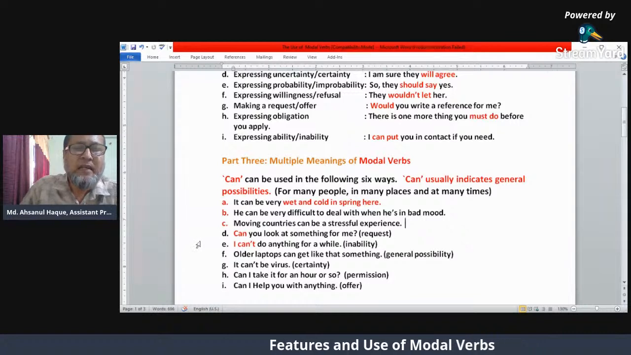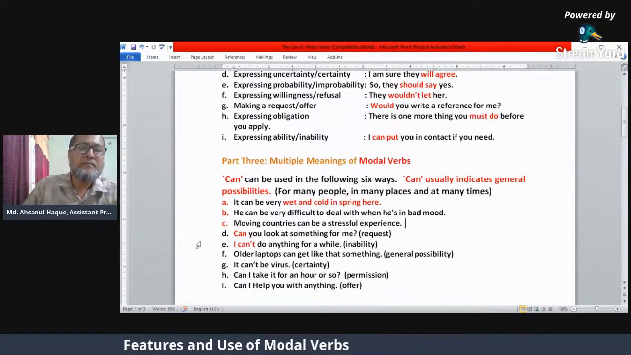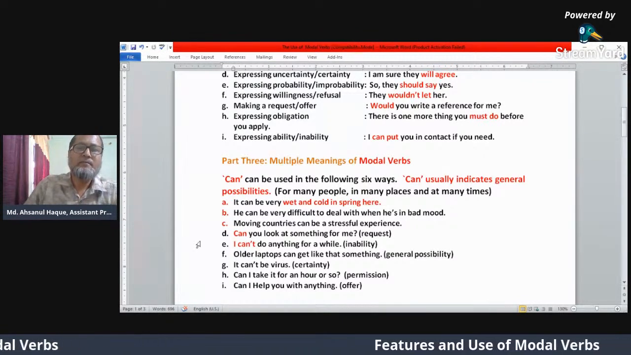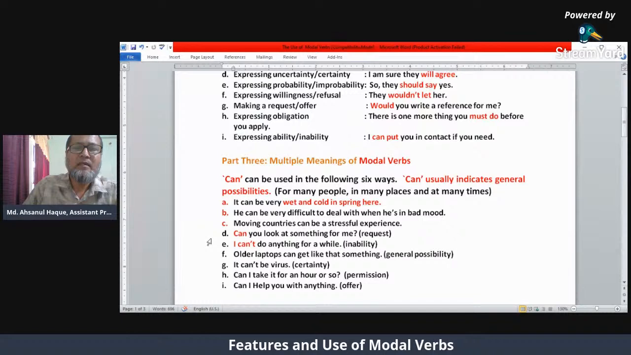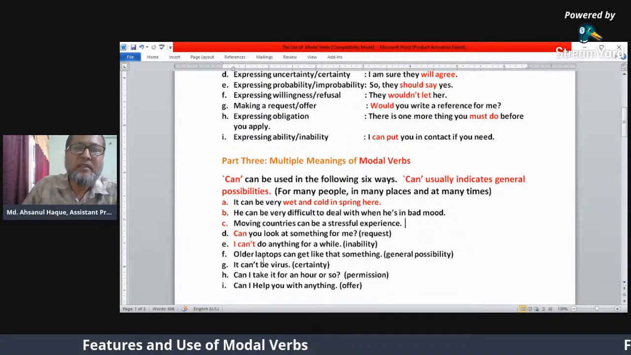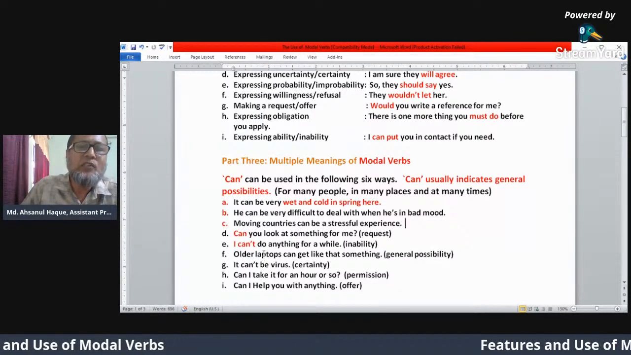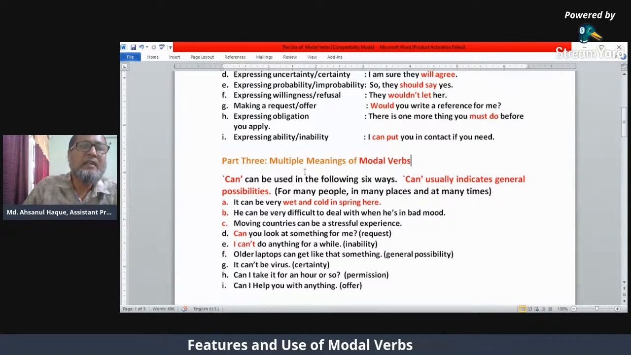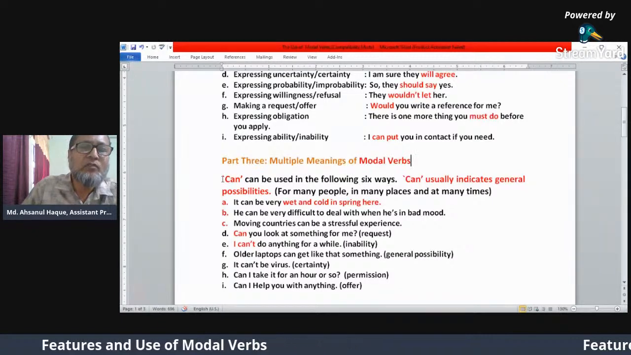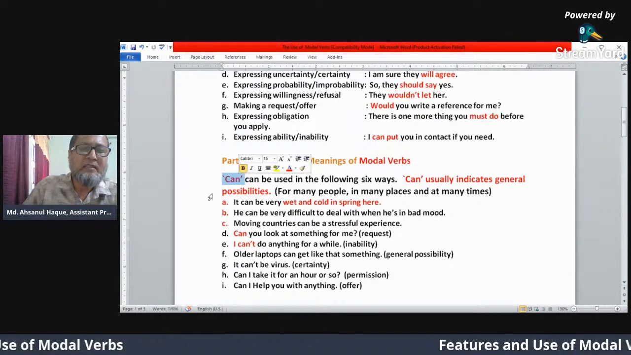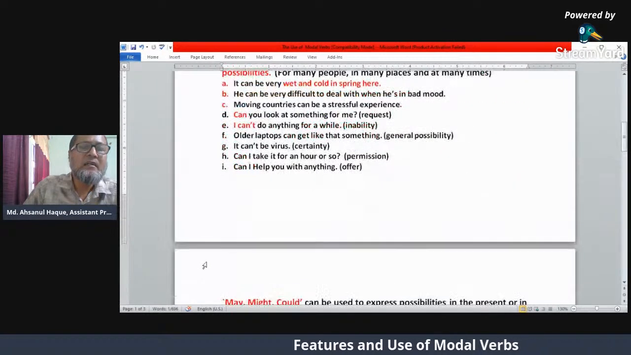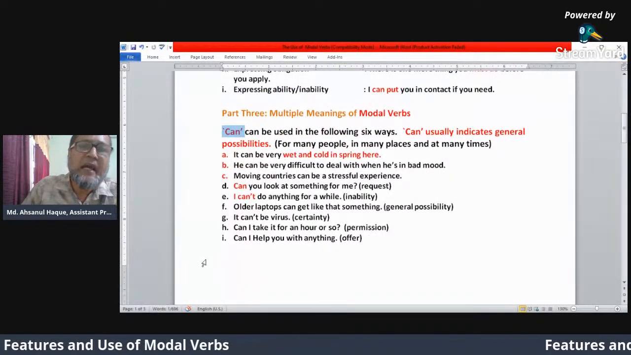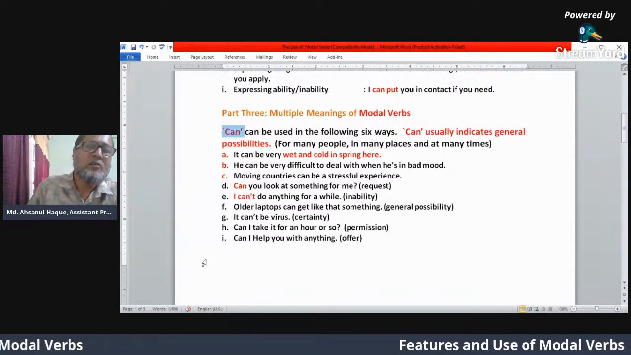Number D. Can you look at something for me? It's a request. And in every sentence we have used can. That is why multiple meanings of modal verbs. And here we have taken can into consideration. There are as many as you see here, 9 sentences using can as modal verb.